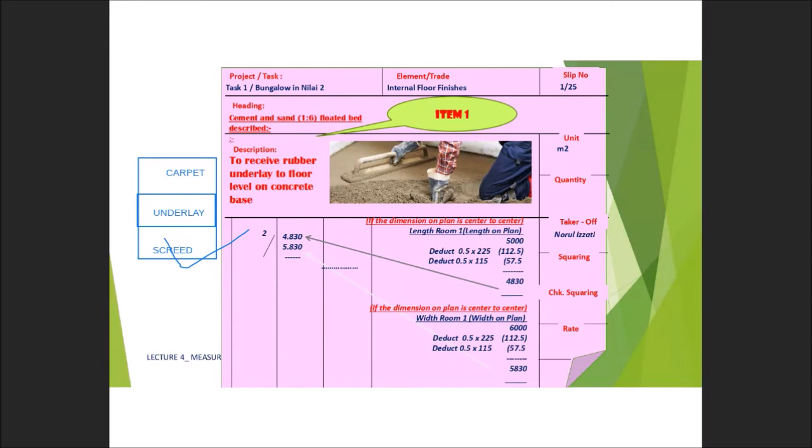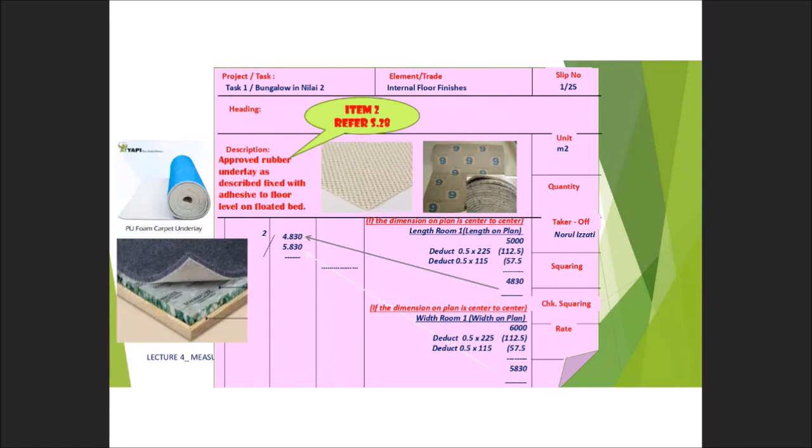Okay, and then what is next is to measure the second layer, that is rubber underlay. So for rubber underlay, let's say no other specification, you can put approved rubber underlay fixed on the top of the screeded bed with adhesive. This is the example. Okay, after the bed has been finished and dry a little bit, you have to put the adhesive. You can install this rubber underlay.